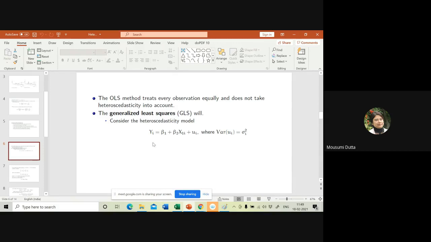So again, we are considering the model yi is equal to beta 1 plus beta 2 xi plus ui. Variance of ui is equal to sigma i square. Rest of the assumptions of the ordinary model will hold good. Only this assumption is varying.